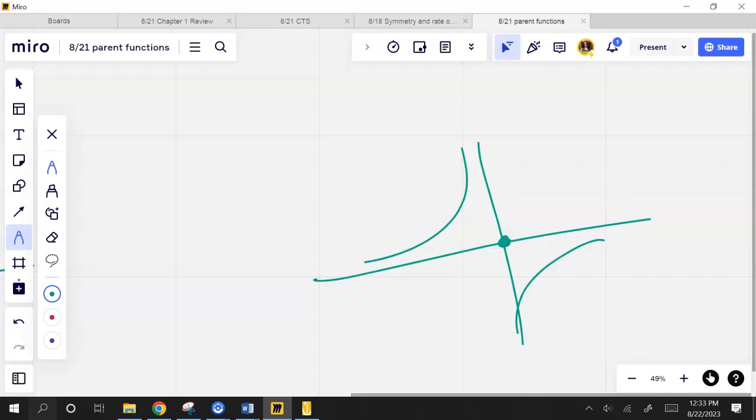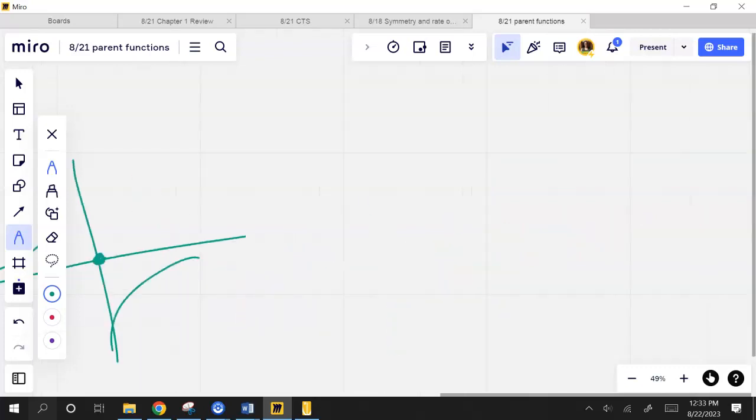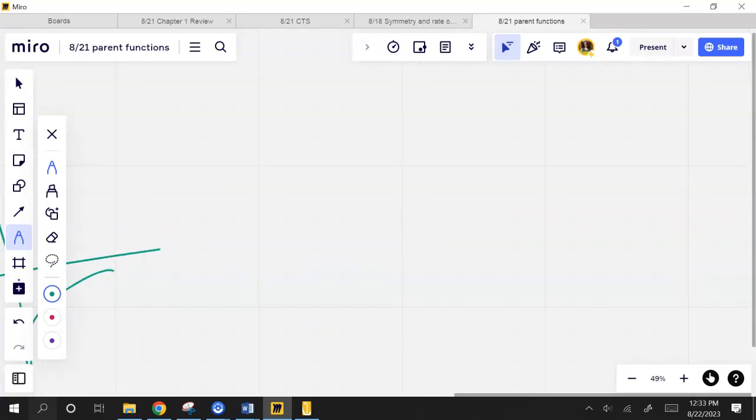All right, how about the backs? 13. 7 should be even. 8 should be odd. 9 should be neither. Yep. 7 is even, 8 is odd. Number 9 should be neither.